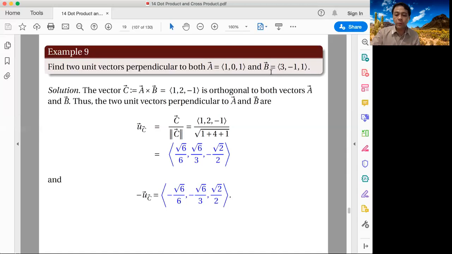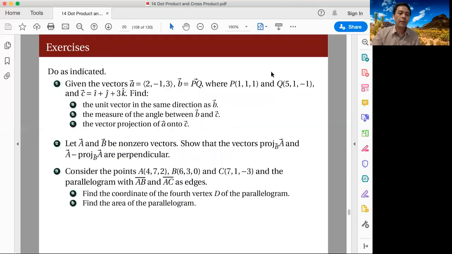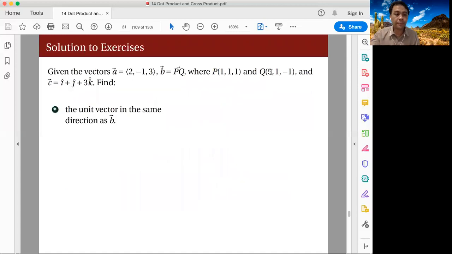So let's go now to a set of exercises. For the first set, we want to determine the vector parallel to B. So we want to measure some angle and a vector projection. Number 2 is a proving part. And number 3 is where we will be applying the cross product because we will be looking at the area of the parallelogram. So I prepared some solutions to these exercises.